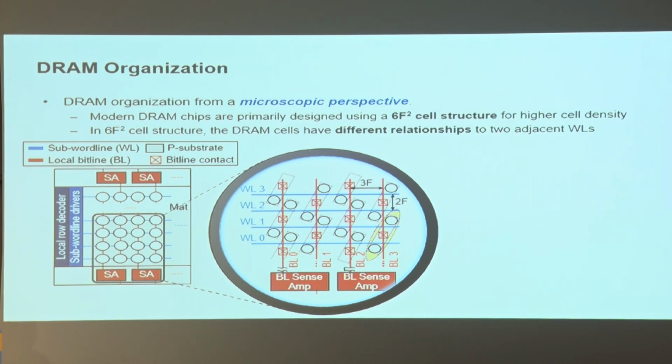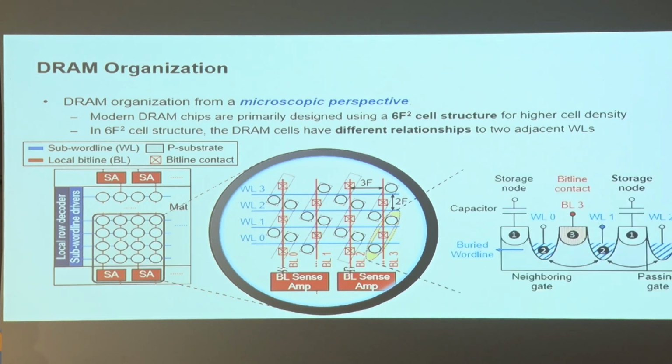Recently, DRAM cells have adopted a 6F square cell structure. If we zoom in, we can see that when the buried word line turns on, it connects the bit line and the cell's capacitor. Relative to word line 1, there are word line 0, which is on the same P substrate, and word line 2, which is separate. We call these the neighboring gate and passing gate, respectively.